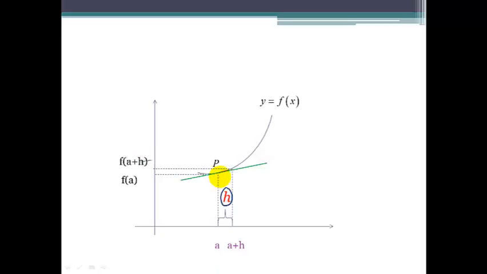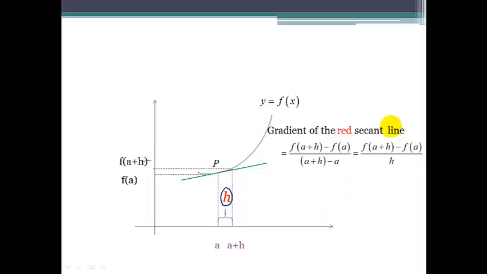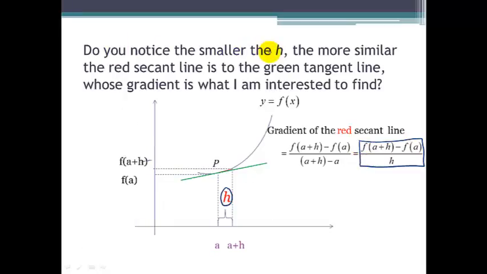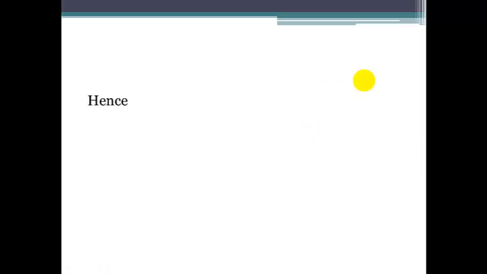Now what do you notice? Isn't the red secant line even more similar to the green tangent line now? Gradient of the red secant line is still rise over run, so it's the same old formula. Again, do you notice that the smaller the H, the more similar is the red secant line to the green tangent line? Now I can keep on drawing and drawing, but here is the conclusion I'd like to lead you to.